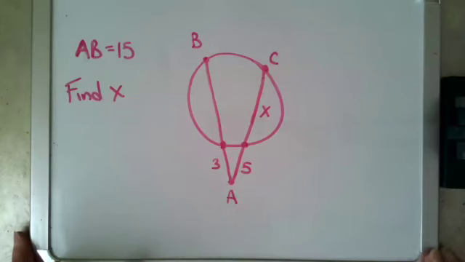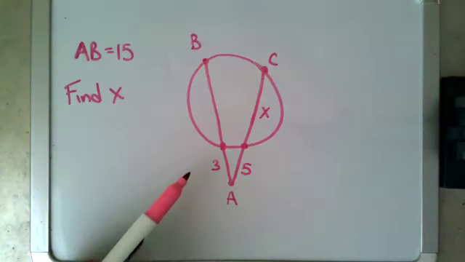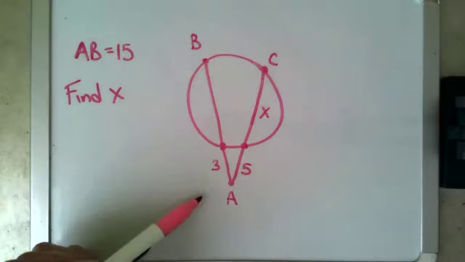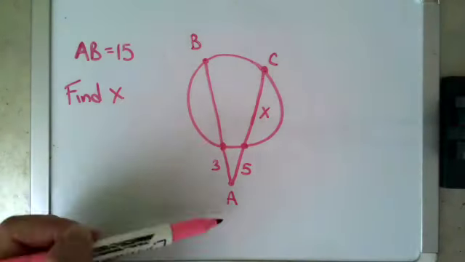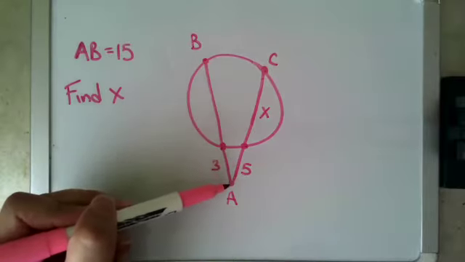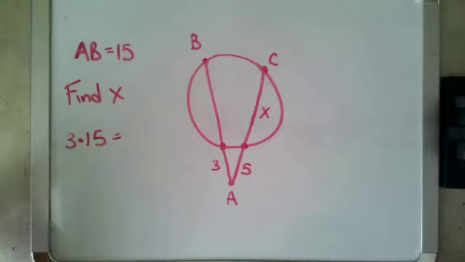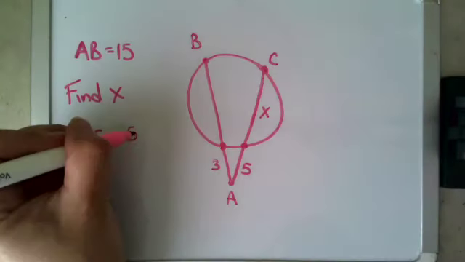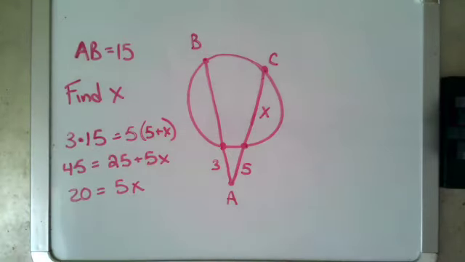Next problem. Okay, so in this case, I've got secant, secant, and I've been given that this part is 3, this part is 5, AB is 15, and I need to find x. So I'm going to go ahead and start on this side where I have everything I need. So again, it's part times whole, so that would be 3 times 15 equals part 5 times whole 5 plus x. So I'll go ahead and do this math out, and I'll keep solving my equation, and I'll finish solving my equation, and it's as simple as that.